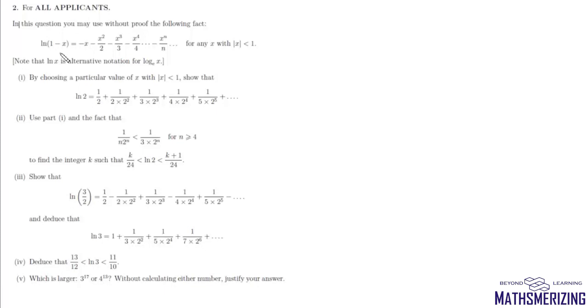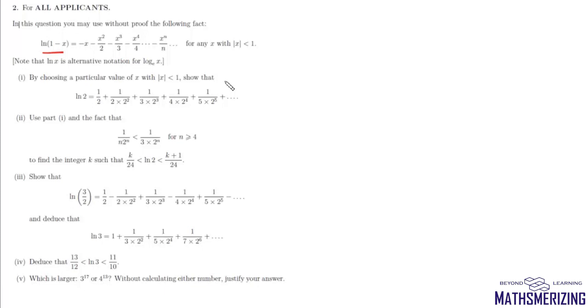Now the second question, we are given the series expansion of log(1 minus x), and it is minus x minus x square by 2 minus x cube by 3, and it goes on up to infinity when mod x is less than 1. Now the first question is, by choosing a particular value of x with mod x less than 1, show that log 2 is 1 by 2 plus 1 by (2 into 2 square) plus 1 by (3 into 2 cube) up to infinity.